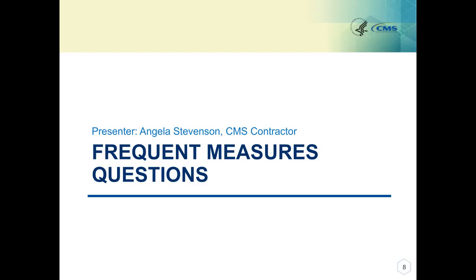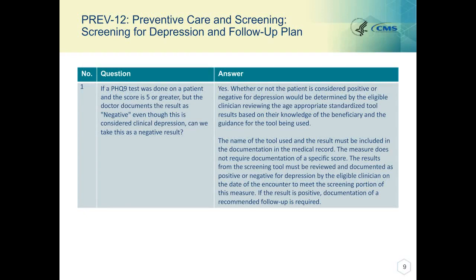the description is the percentage of patients aged 12 years or older who are screened for depression on the date of the encounter using an age-appropriate standardized depression screening tool. And then if positive for depression, a follow-up plan must be documented on the date of the positive screen.